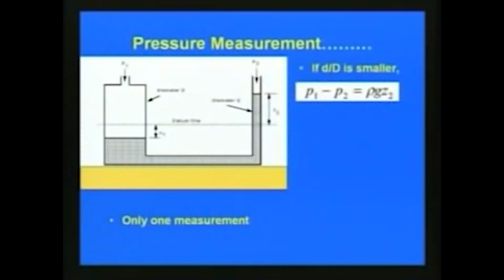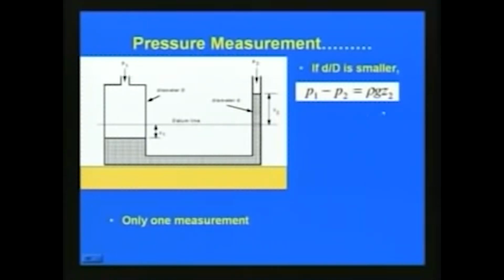To deal with this kind of problem, consider a manometer or a mechanism like this, where the diameter D is much larger compared to the diameter d on this limb. So, this diameter is small d.